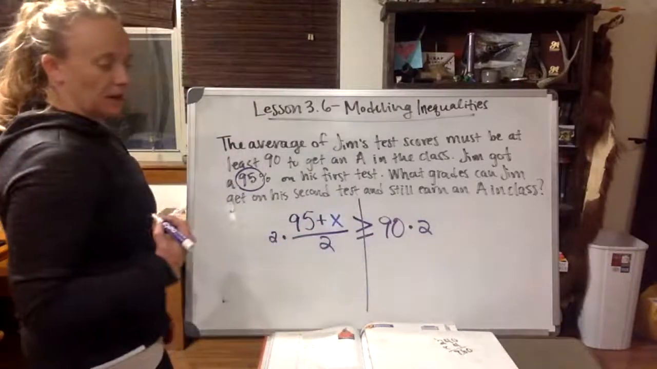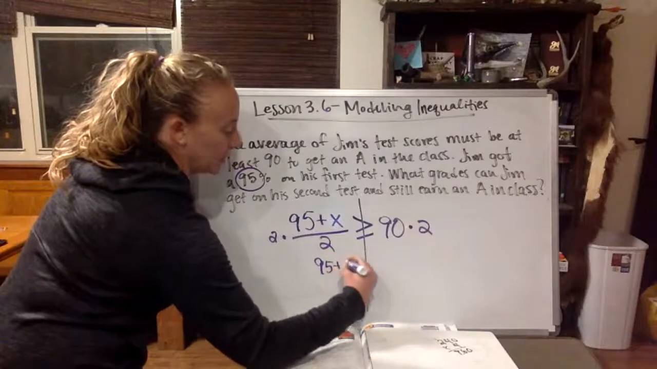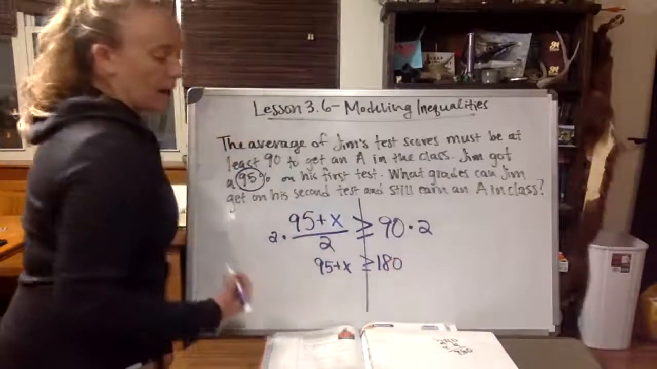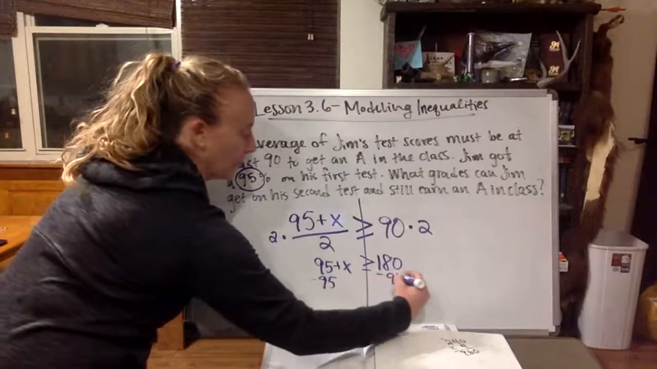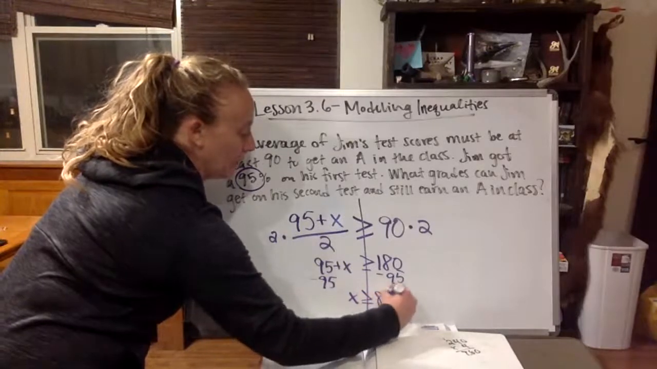So I'm going to multiply by 2 on both sides. I get 95 plus x is greater than or equal to 180. And now I'm going to subtract 95, and I get x is greater than or equal to 85.